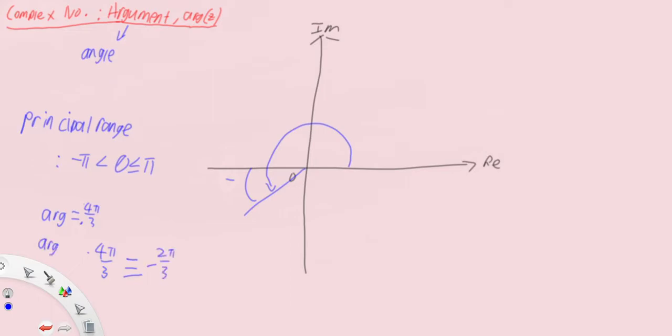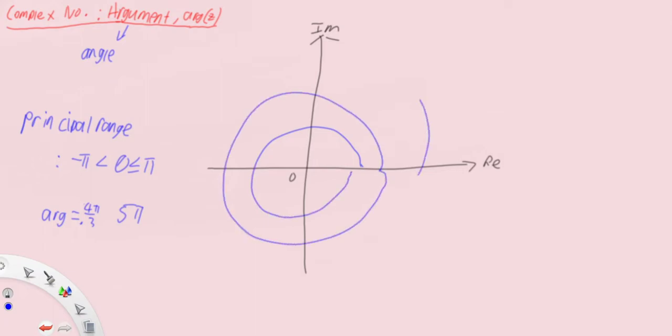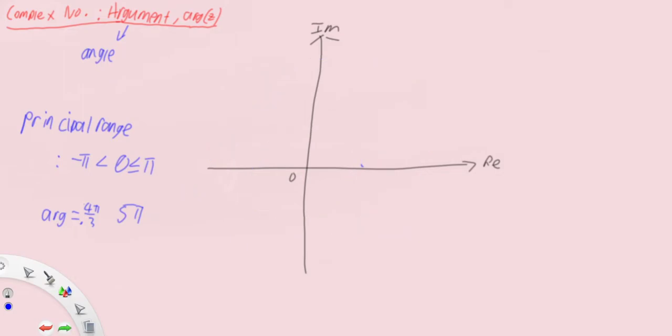This only applies when we talk about argument. But that's not to say that your argument has to be within the principal range. As you can see, your argument can lie outside the principal range, for example minus 4 pi over 3. You can even have 5 pi as your argument. Basically start from here, go one full round, 2 pi, another full round, 4 pi, and one final half round, it's finally 5 pi. You notice that it's congruent to having the argument as pi. So this is argument.